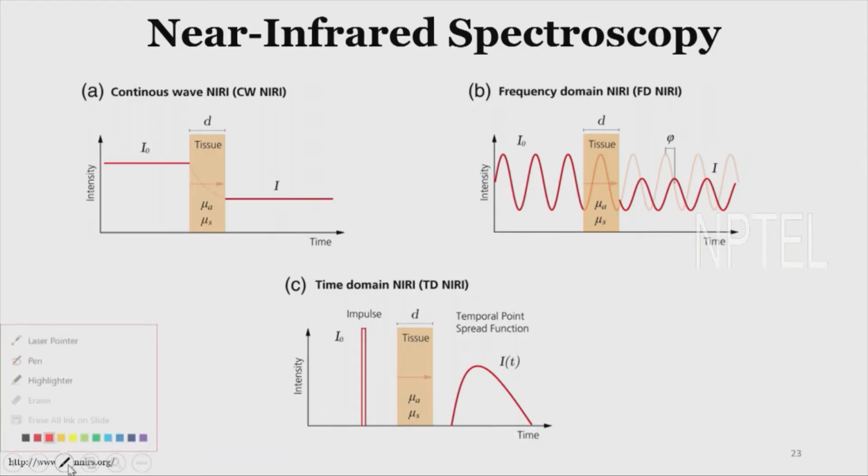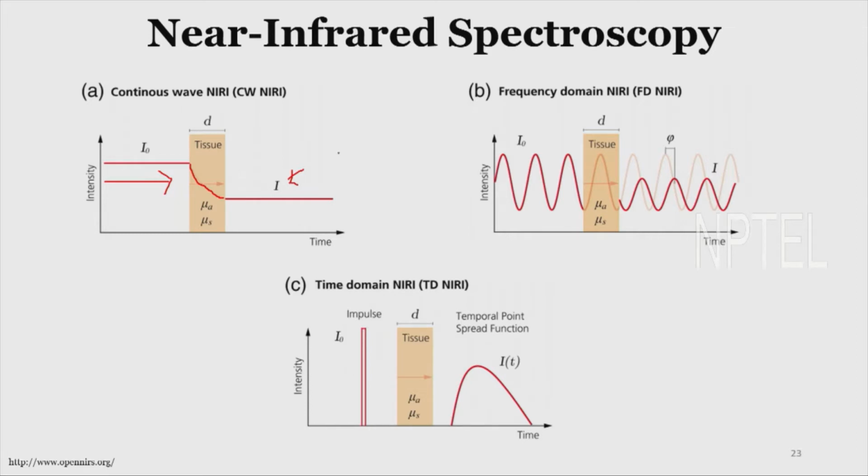As you can see on my screen, in the case of near infrared spectroscopy there are three different techniques that people use. The first one is continuous wave near infrared spectroscopy, where you have light passing through the tissue. You give light into the tissue with a particular amplitude and it passes through. There is a certain decrease in the amplitude and you detect this with a light detector. It could be a silicon photodetector for example, or a photomultiplier tube.